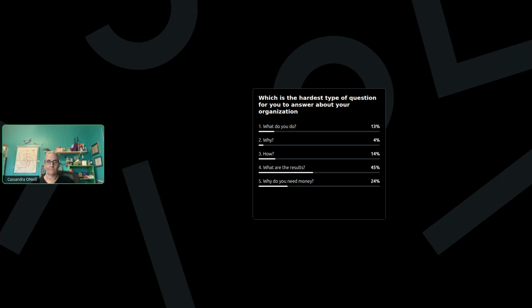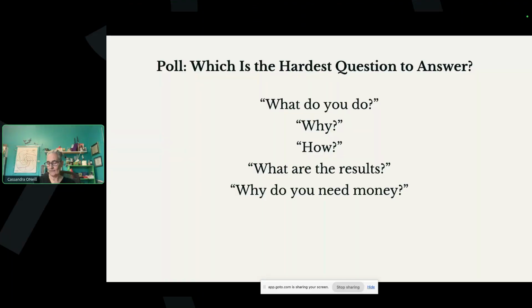So we have 13% with what do you do, 4% with why, 14% with how, 45% with what are the results, and 24% with why do you need money. Okay, interesting. Yeah, so not that many people said how, and so that is interesting. So the biggest one was what are the results? And the second one is why do you need money?